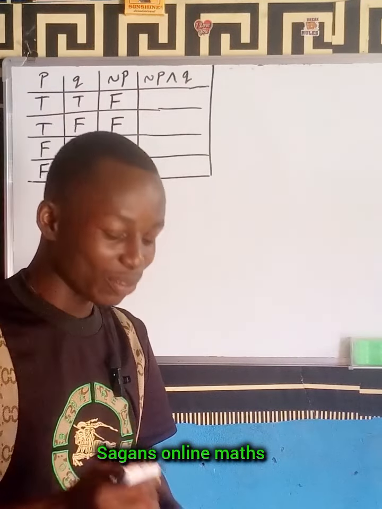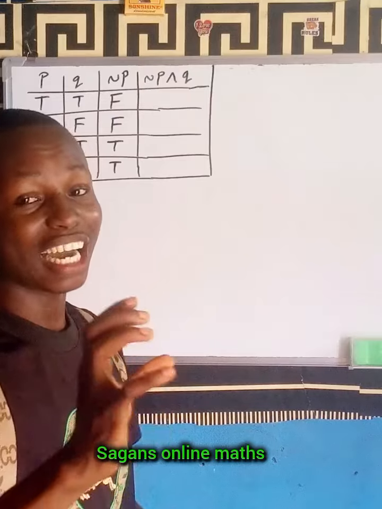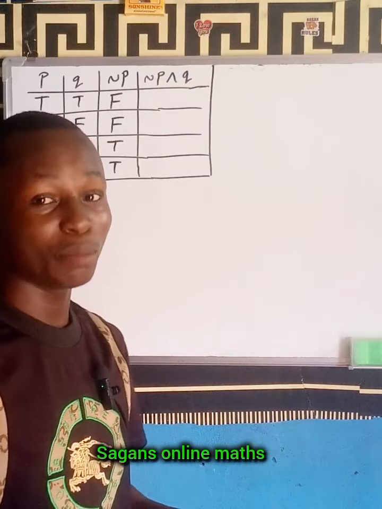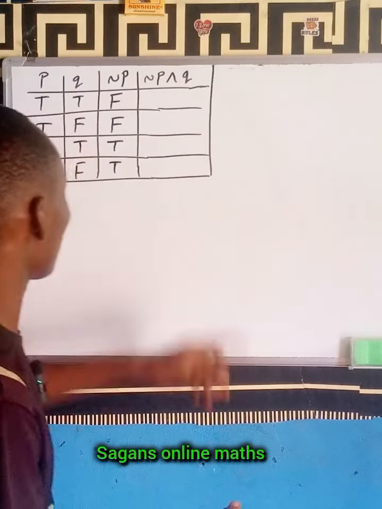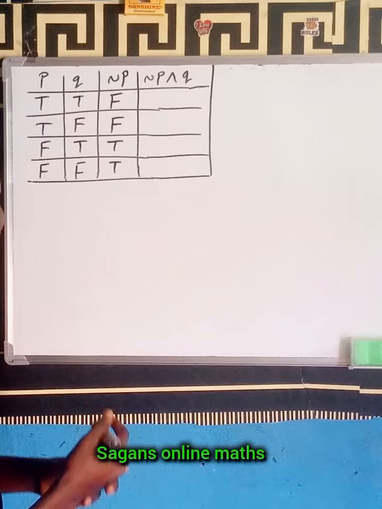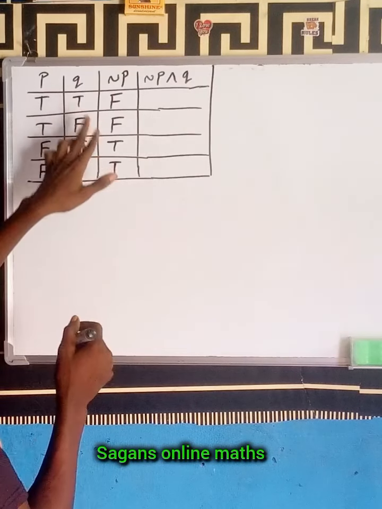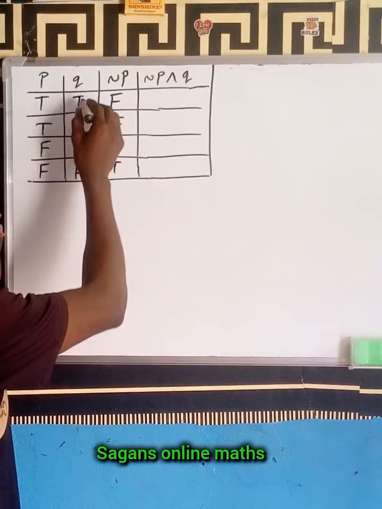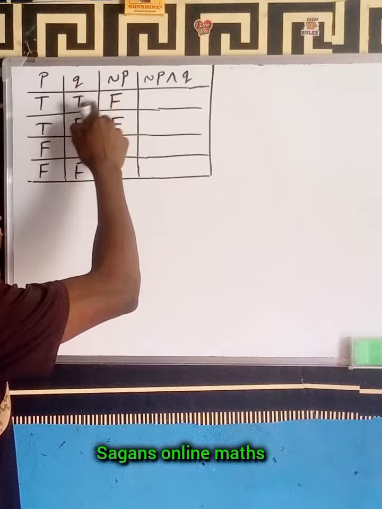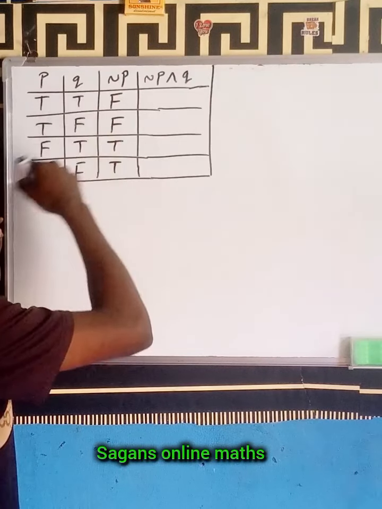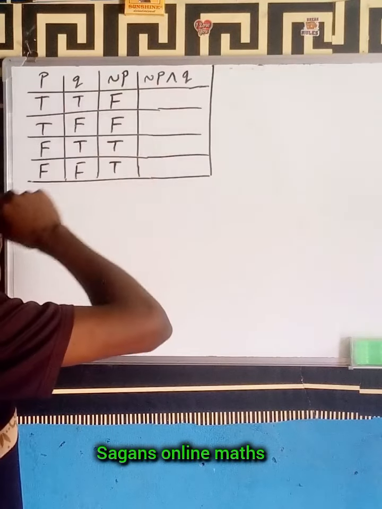Have you seen? Take note that conjunction simply means and, and disjunction simply means or. So since you're having conjunction here, look at what you're going to do. We are working with only these two columns. I'm using not P and this is Q. So how am I going to know not P and Q?